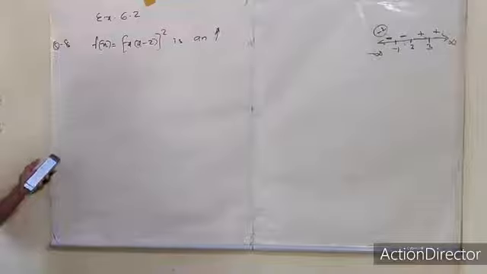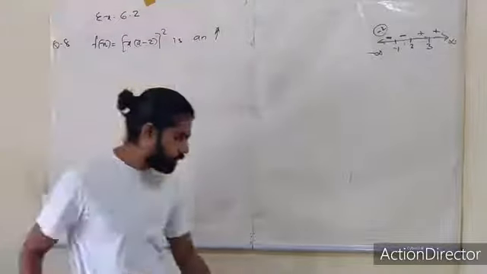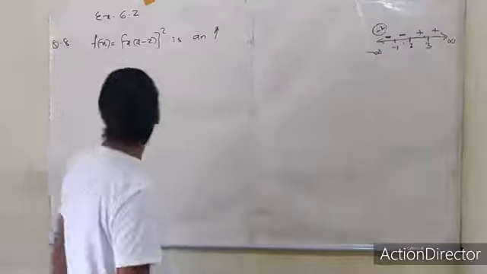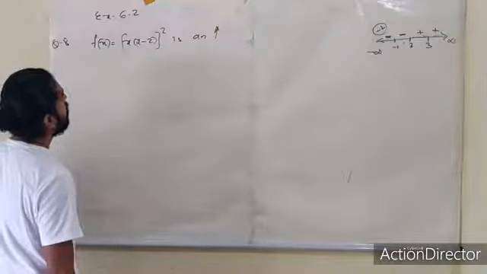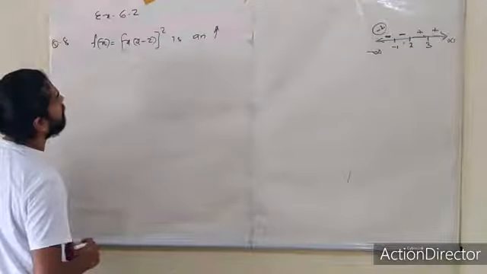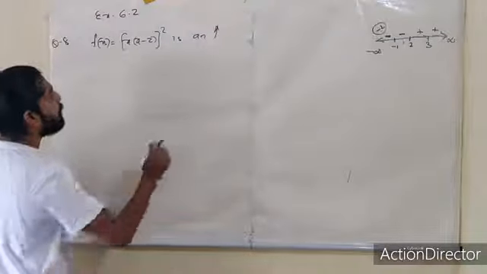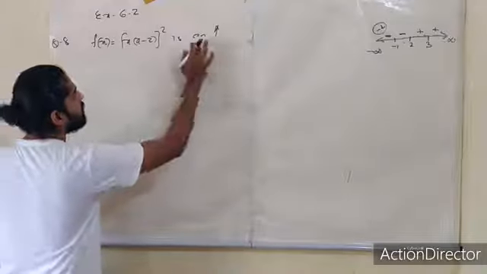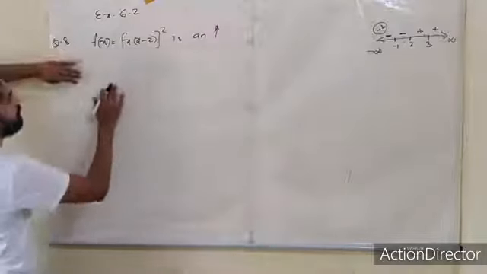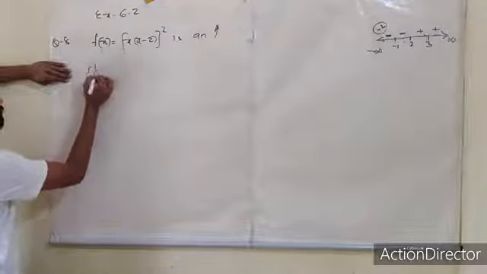So you have to find at what values the function is increasing. It is the same as finding the intervals, but here we have to find only the intervals in which it is increasing. Okay, so let us differentiate this, f dash of x.